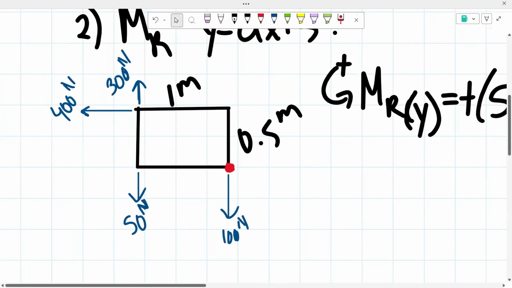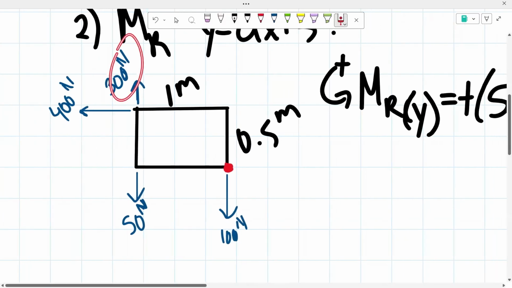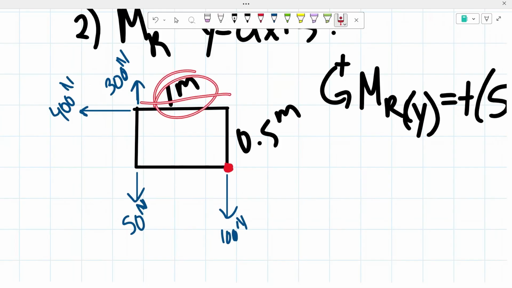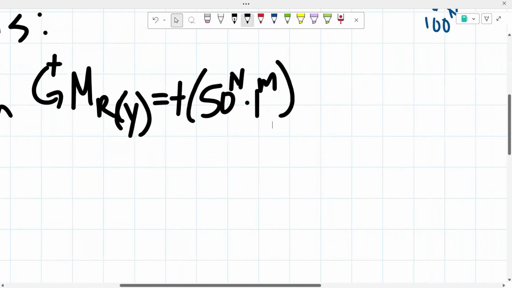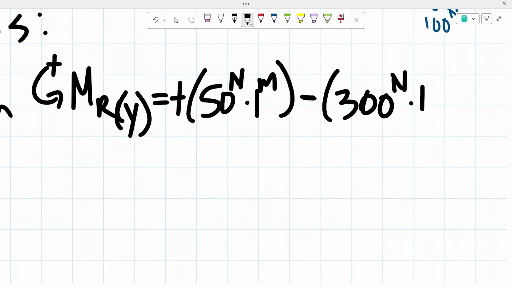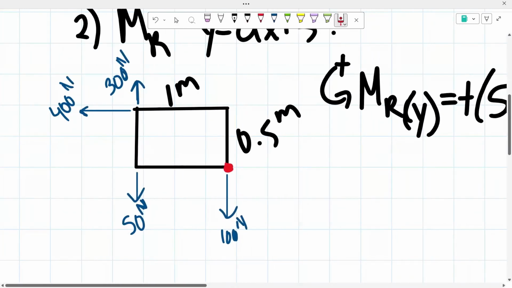From there, we have that 300 newtons going upwards. Once again, the distance is going to be that 1 meter. That's going to be creating a clockwise moment since it's going upwards, so that means that's going to be a negative moment. So we have a negative moment of 300 newtons times 1 meter. And lastly, we have our 400 newtons.